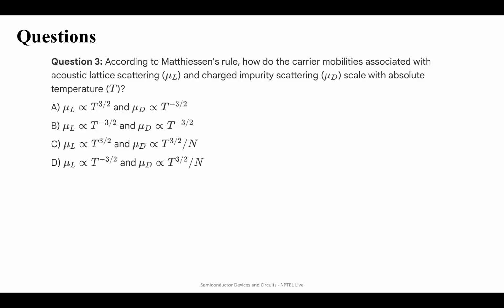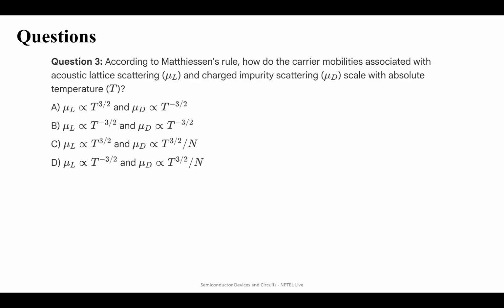According to Matthiessen's rule, how do the carrier mobilities associated with acoustic lattice scattering, mu L, and ionized impurity scattering, mu D, scale with absolute temperature T? Option A, mu L is proportional to T power 3 by 2 and mu D is proportional to T power minus 3 by 2. Option B, mu L is proportional to T power minus 3 by 2 and mu D is proportional to T power 3 by 2.